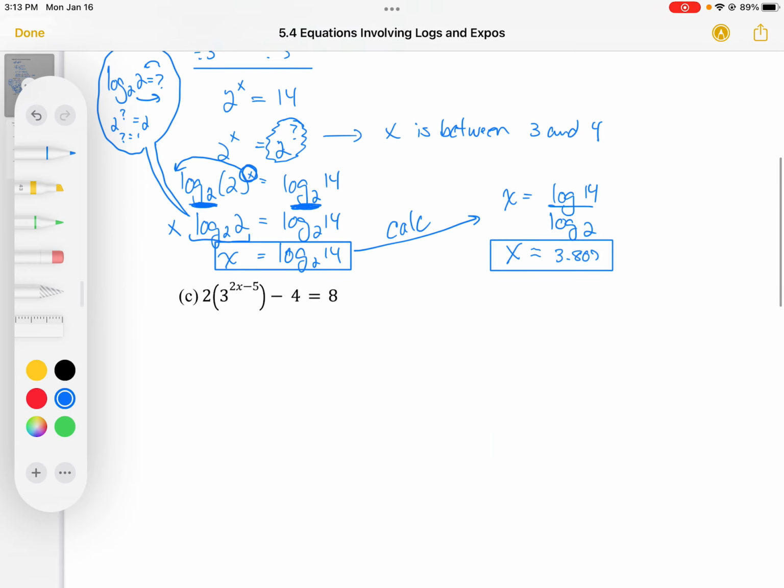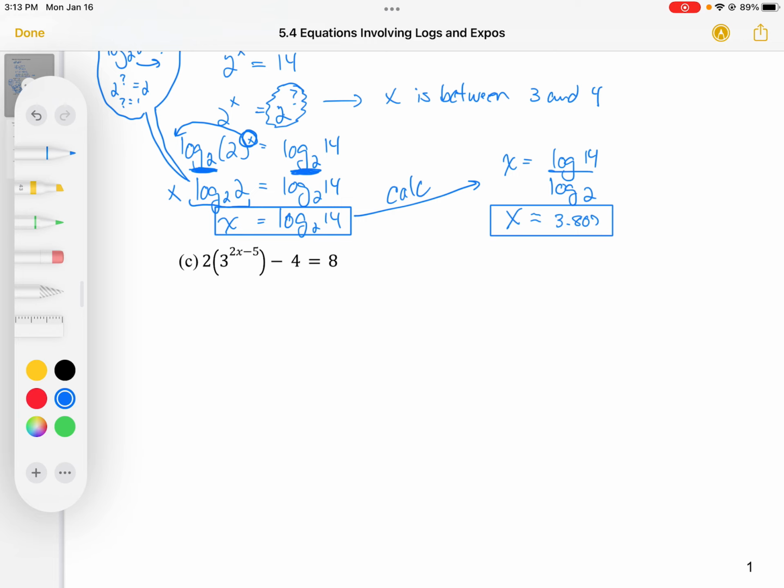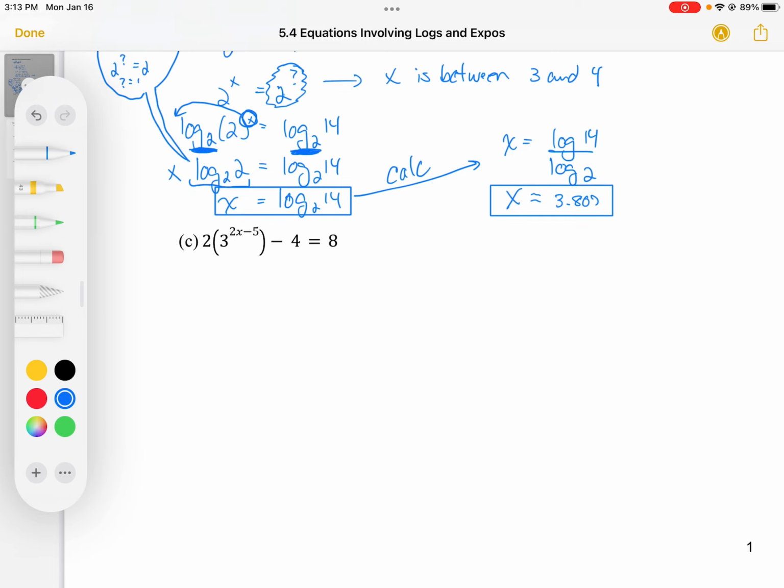Okay, one more of these. So, increasing difficulty here. You can see my variable is in the exponent of 2x minus 5. What I want to do is get my 3 to the power of 2x minus 5 alone. So first I'm going to add 4 to both sides of the equation. So we have 2 times 3 to the power of 2x minus 5. Now I'm just going to divide both sides by 2, and I'll get that term with the exponent alone.